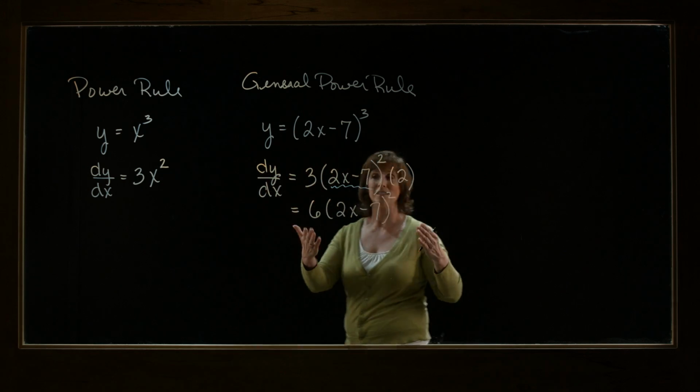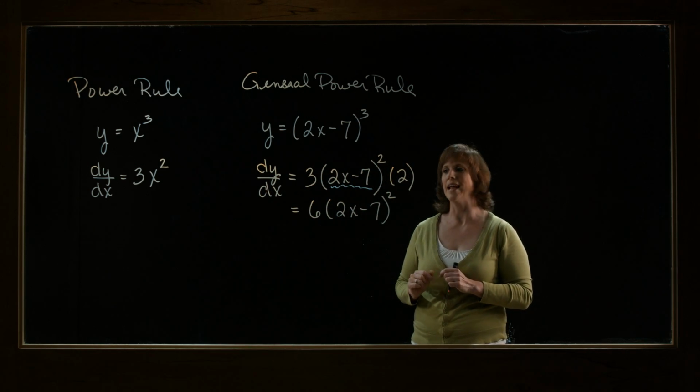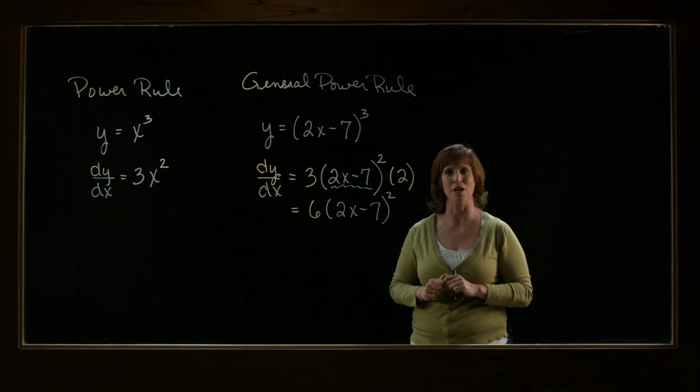When we have a composite function, this term is always more complicated, and so there's an extra piece when we do the chain rule.